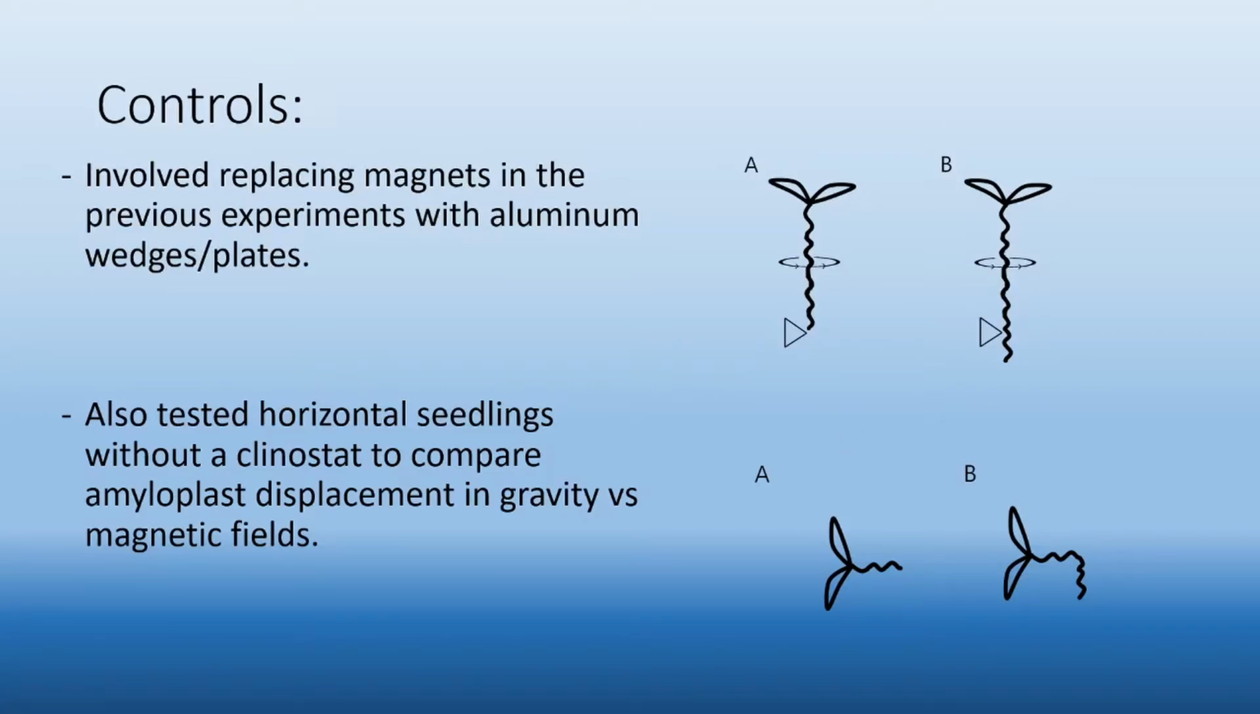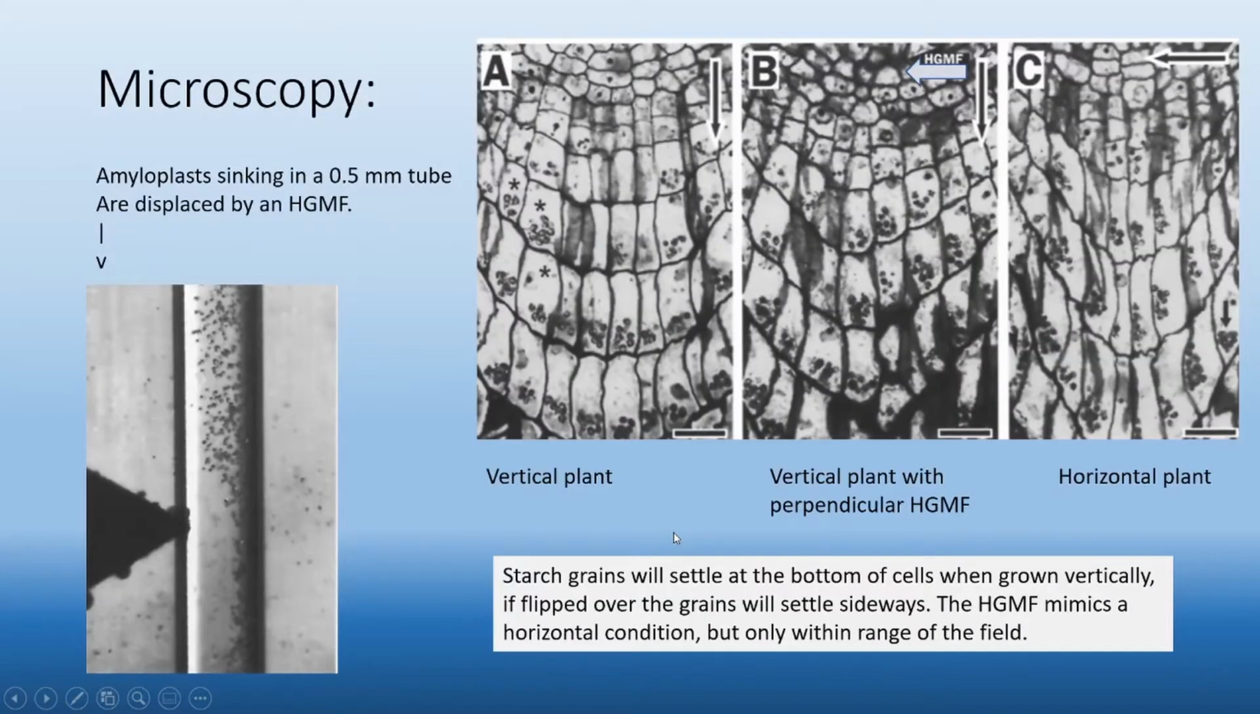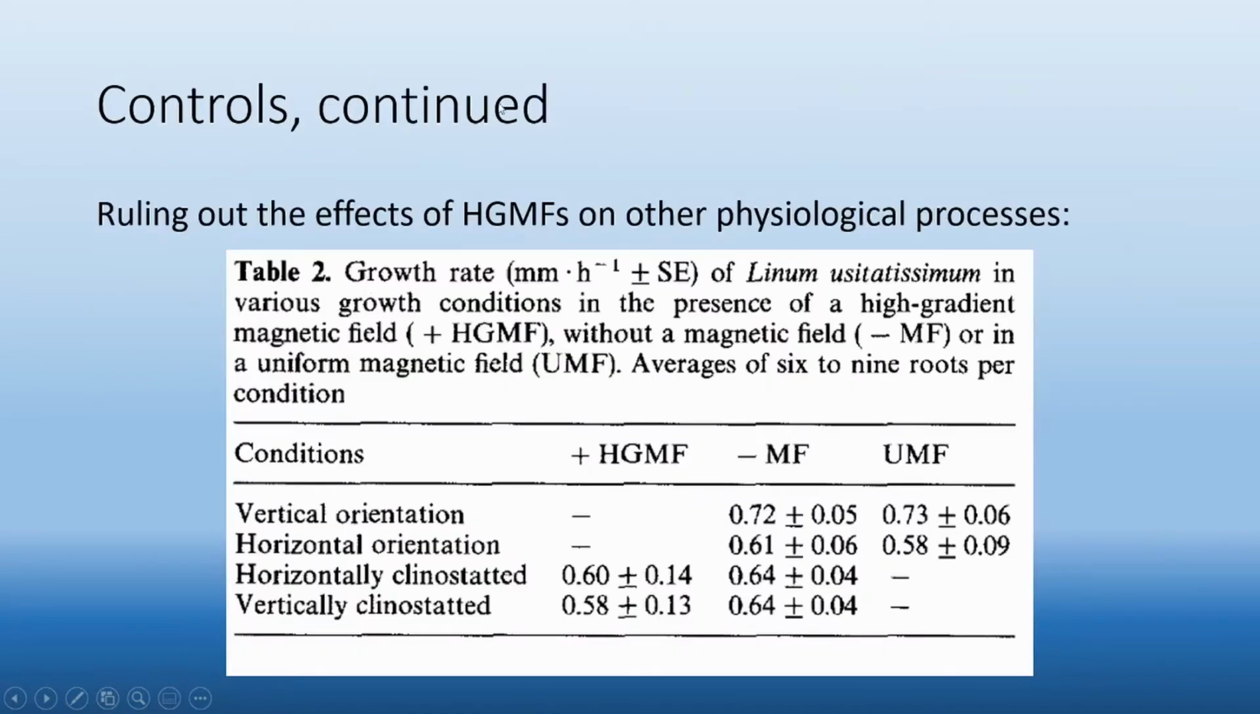Then their other control was horizontal seedlings without a clinostat to compare amyloplast displacement and gravity versus magnetic fields. I did show that, so that's this image here, is the horizontal plant. So the other controls that they did were ruling out the effects of the high gradient magnetic fields on other physiological processes. They wanted to make sure that the magnetic fields weren't accelerating the growth of the plant in general, or affecting cytoplasmic streaming or something like that.